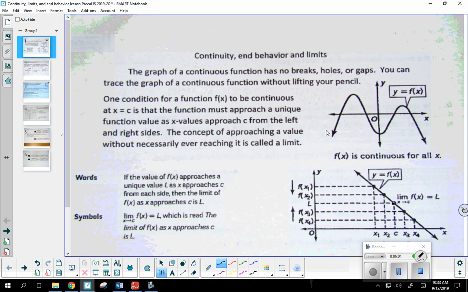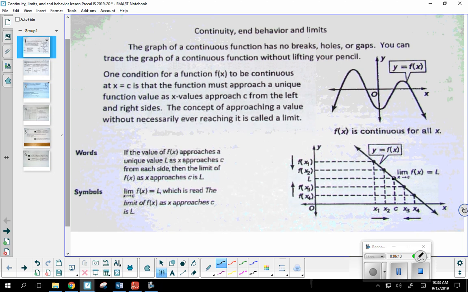Okay, how many people love mathematical definitions as much as I do? They make so much sense when you first read them. Let me see if I can break that down and help you understand. Let's say we've got a graph here. So this is illustrating what we just verbalized.